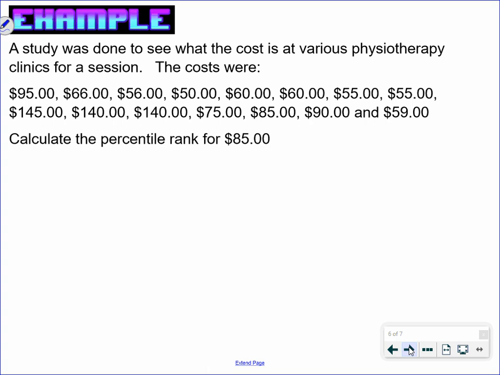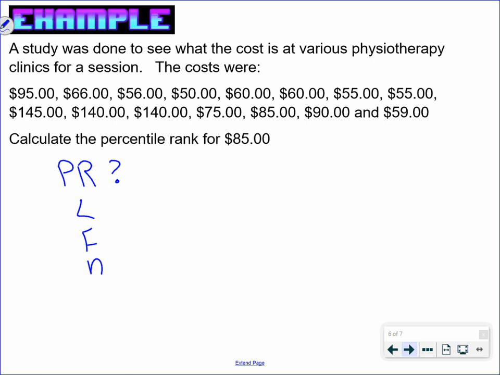In this next example, a study was done to see what the cost is at various physiotherapy clinics for a session. So the costs are listed out. We want to calculate the percentile rank for $85. So when the cost is $85, again, we're looking for the percentile rank. And we need to figure out the L, F, and N for our formula.